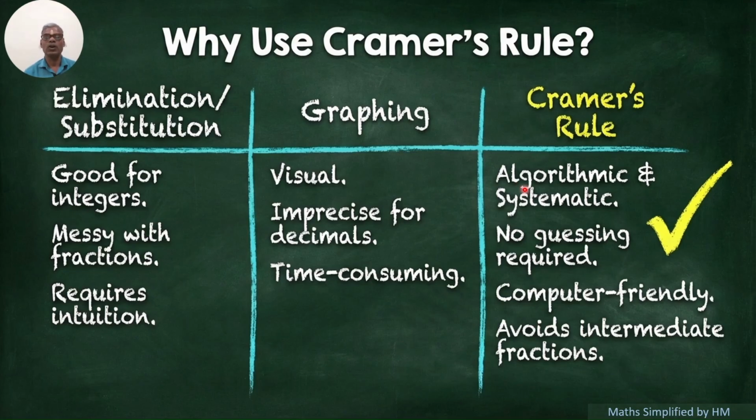Cramer's rule: it is algorithmic and systematic. Very simple. No guessing is required, as in the substitution method or graphing method. It is computer friendly. That means you can easily calculate the values and find D, Dx, Dy. Avoids intermediate fractions. This means that while solving by substitution or elimination methods, we get intermediate fractions, and that can be avoided here easily.